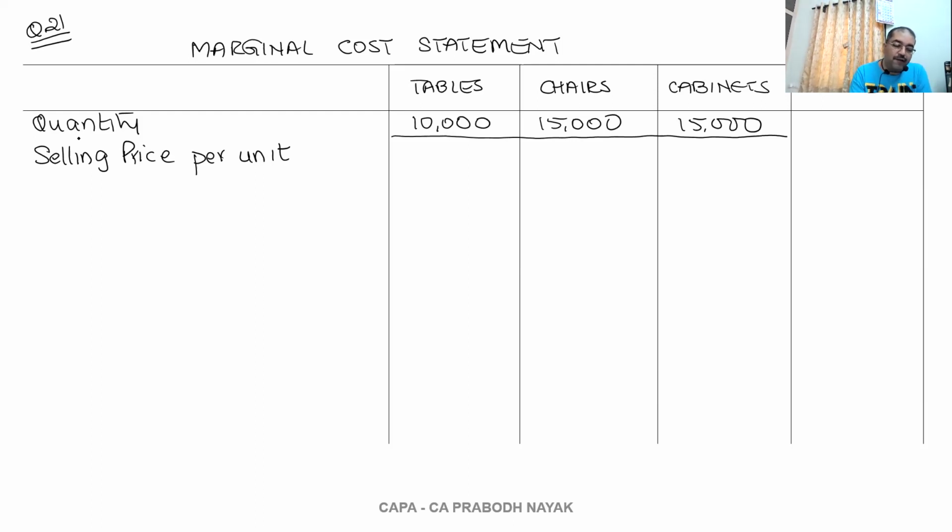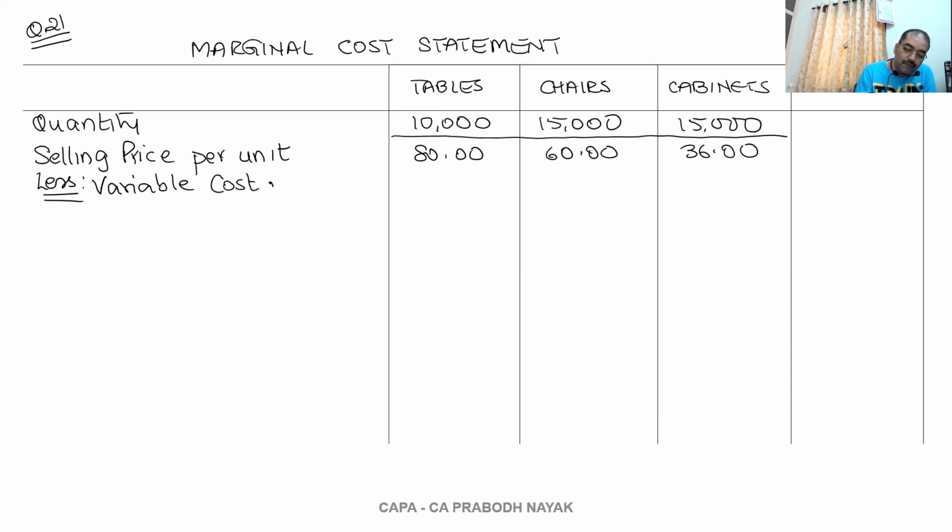Okay. Selling price 80, 60, and 36. Less variable cost. Take only the variable cost. Direct materials 28, direct labor 20, 40. Variable factory overheads 48, variable selling overheads 4, 52.